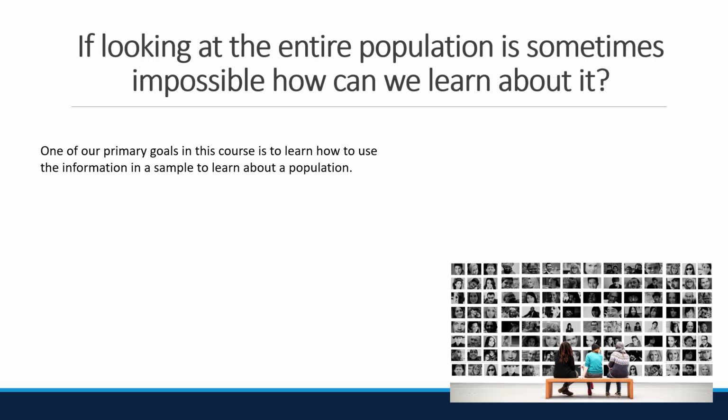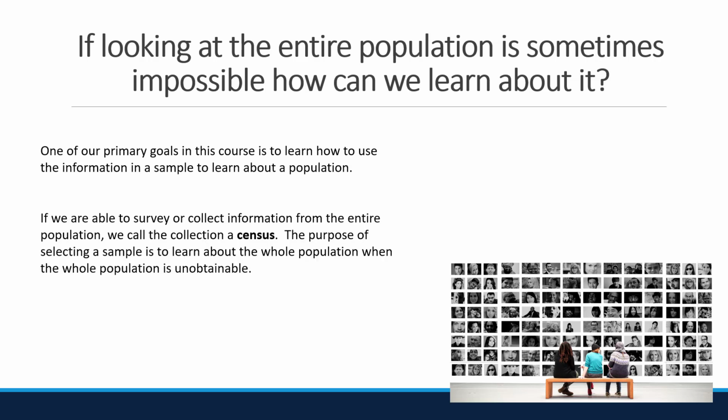If we have population data, we can examine it directly. If we are unable to survey or collect information from the entire population, we call the collection a census. The purpose of selecting a sample is to learn about the whole population when the whole population is unobtainable.